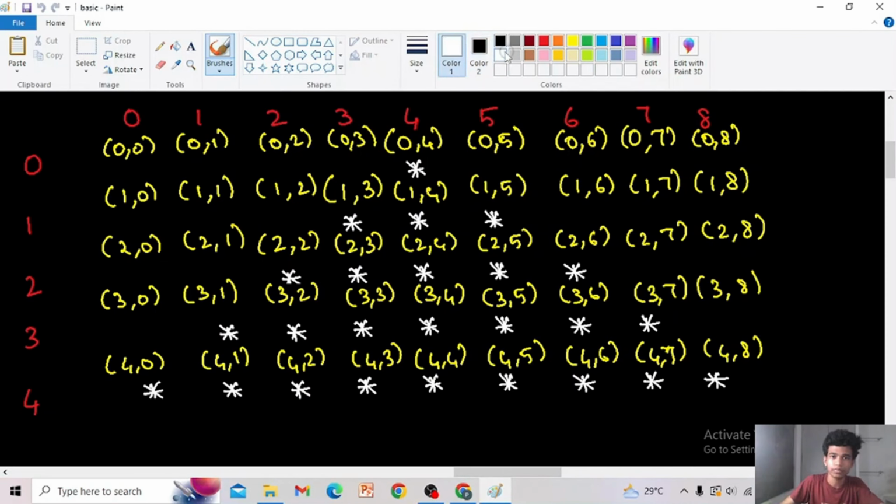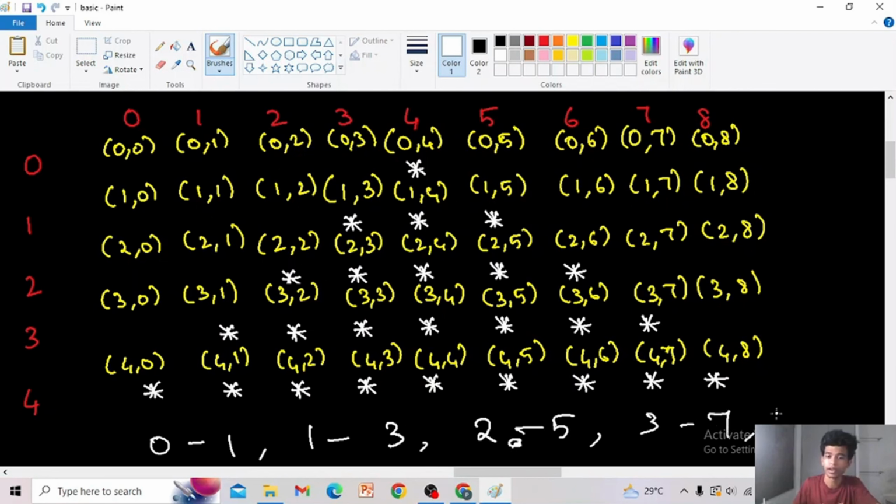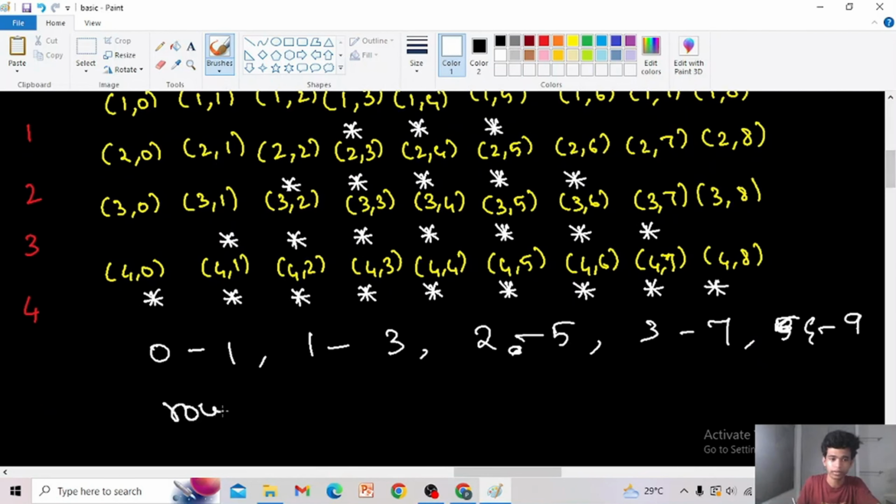Now, just observe carefully. How many stars are there at the zeroth row? There is only one star. Then in the first row there are totally 3 stars, and in the second row there are totally 5 stars. Fine. And then at the third row there are totally 7 stars, and at the fourth row there are totally 9 stars. So this is the row and star relation.